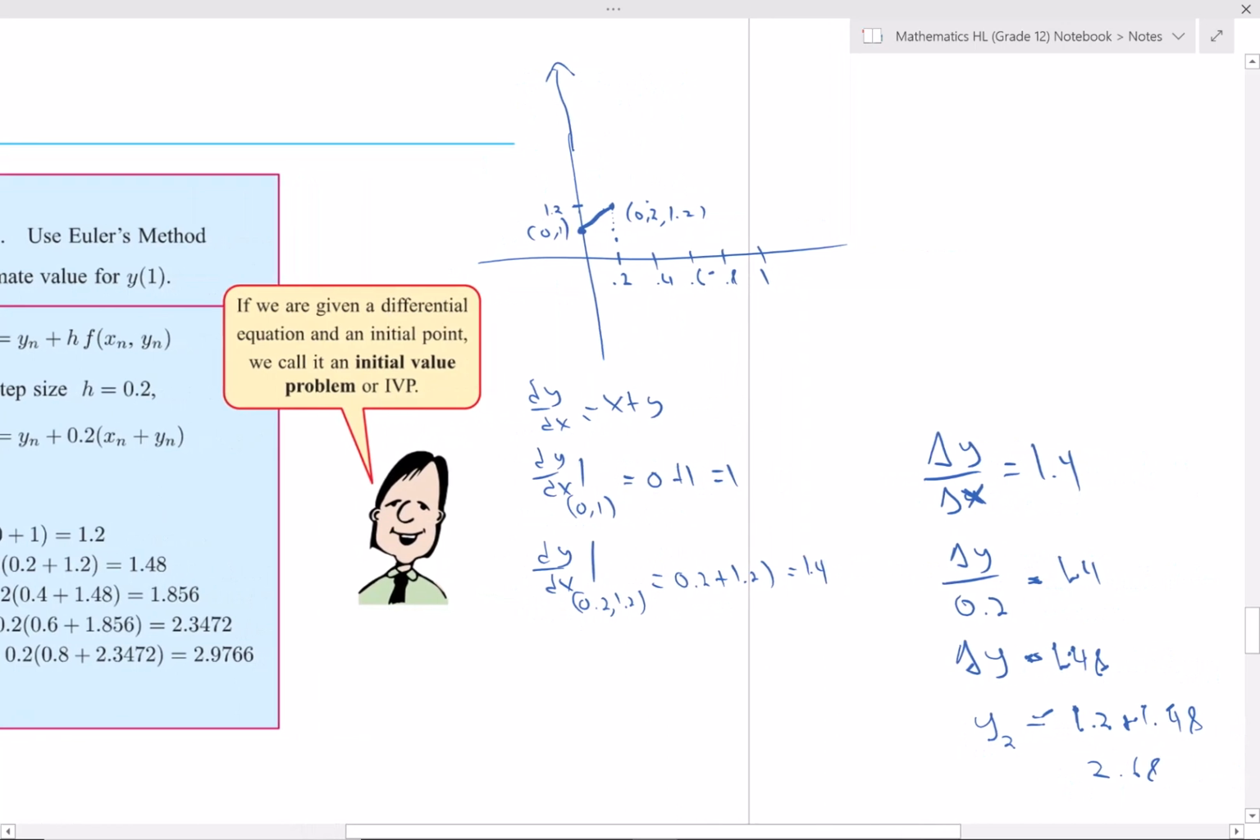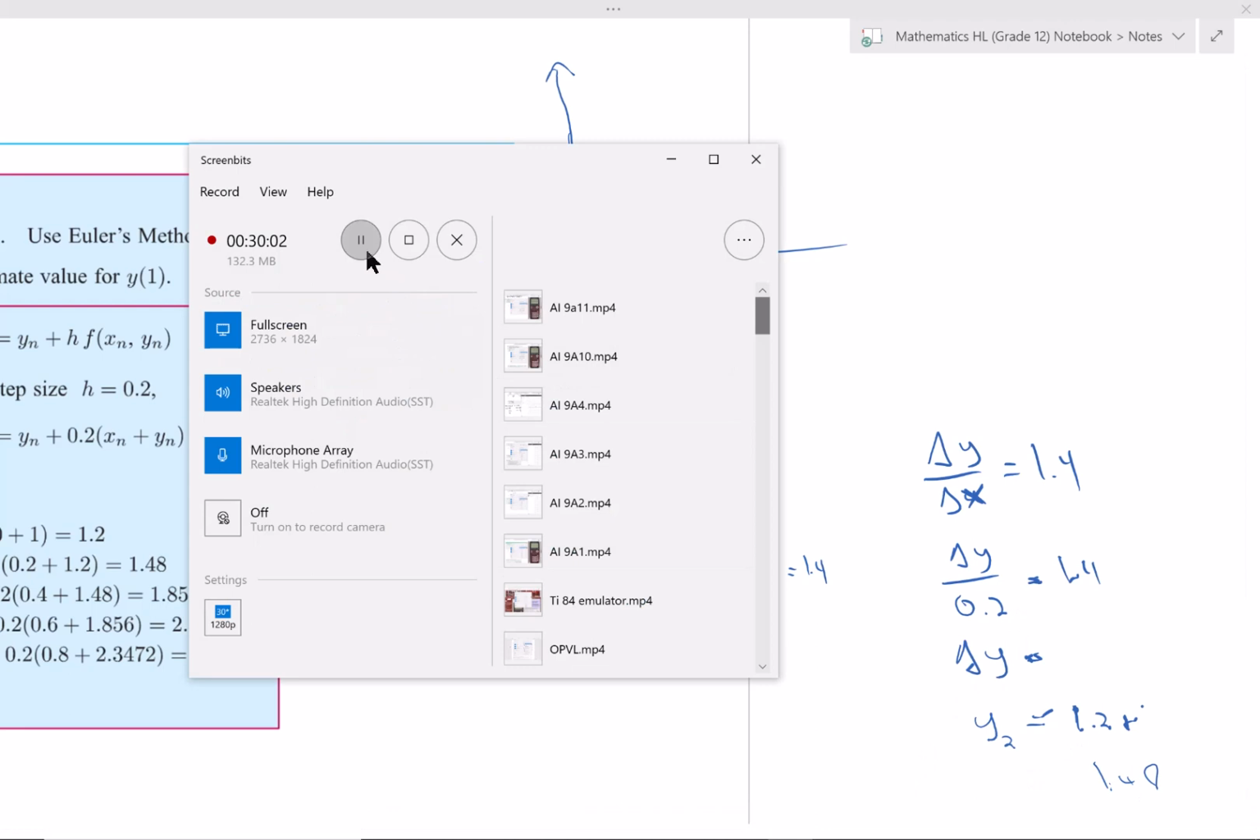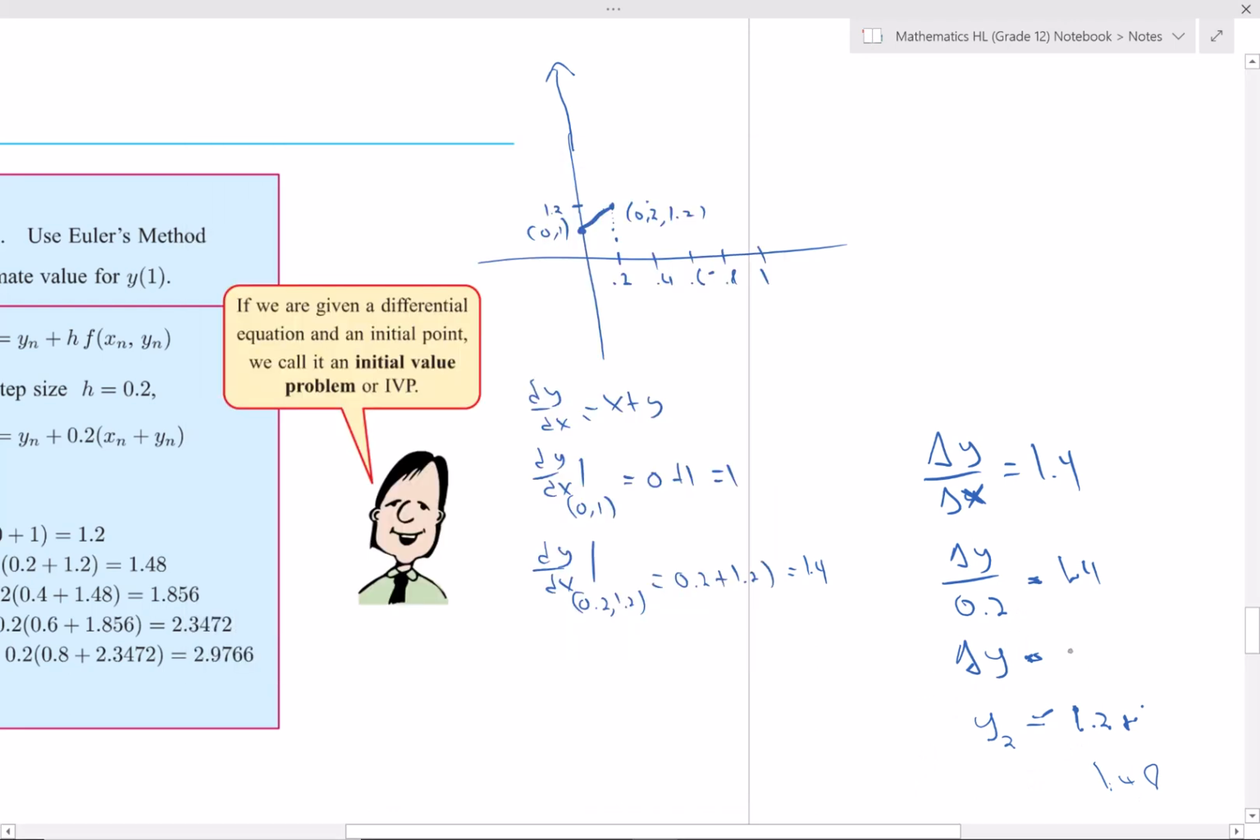No, sorry, this is not 1.48. I end up getting 1.48 when I'm all done. So we need to do 1.4 times 0.2. Should just be, was that 0.7 or something? Let me check. No, it's 0.28, right? So this is 0.28, and then you add that. You're going to add that here, right? Because the change in y is 0.28 to the original y.